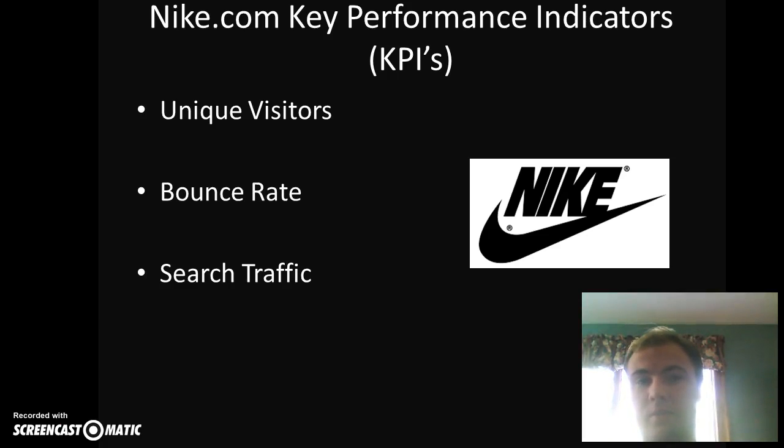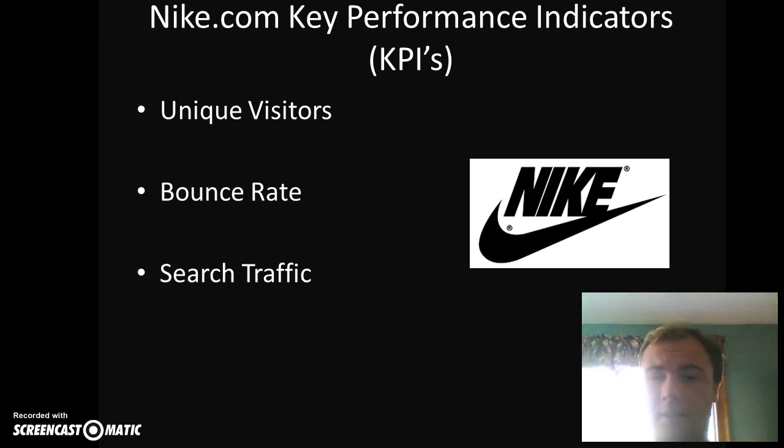analytic tools, the most important key performance indicators are unique visitors, which is the number of distinct individuals requesting pages from the website during a given period of time, regardless of how often they visit. The bounce rate is the percentage of visitors to a particular website who navigate away from the site after viewing only one page. That's a very important statistic to have when you're dealing with a website, because you want to see why people aren't staying on the website and where they're going instead.